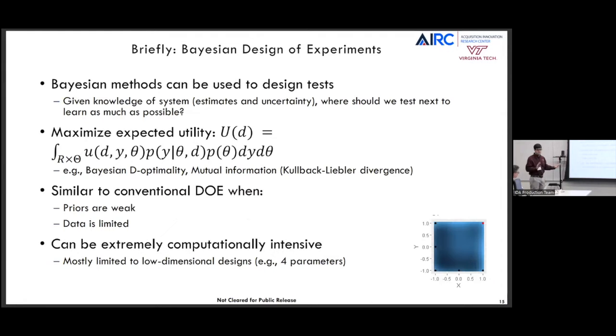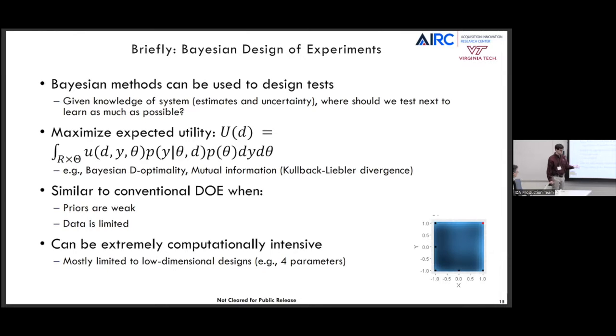Okay, I'm not going to talk beyond this slide. I'm going to mostly be focused on Bayesian inference, which is how we estimate the parameter theta from the data y. But I did want to say that there are other ways of applying Bayes. So this is one slide on Bayesian design of experiments. You can try to use Bayesian estimates of a parameter to design your next test.